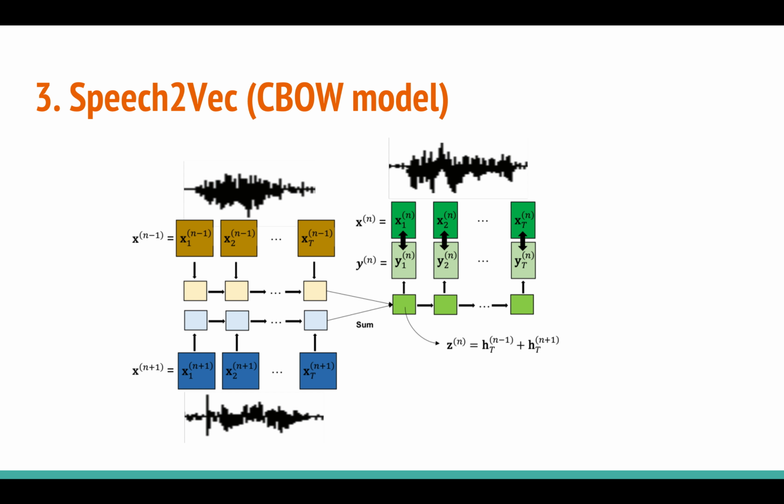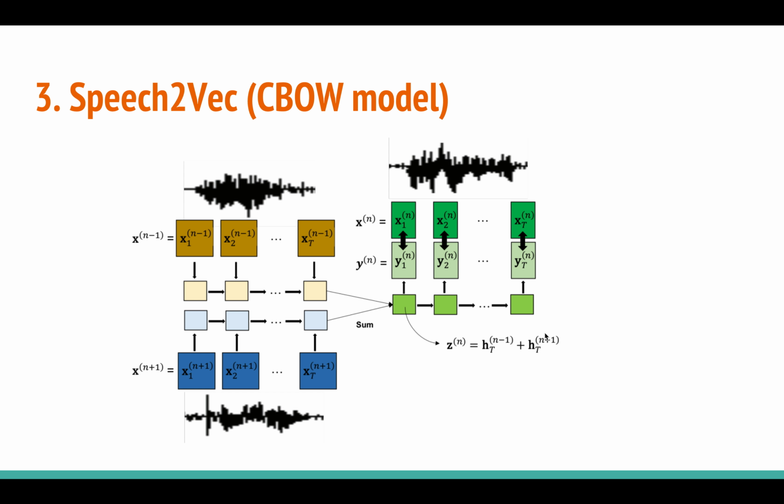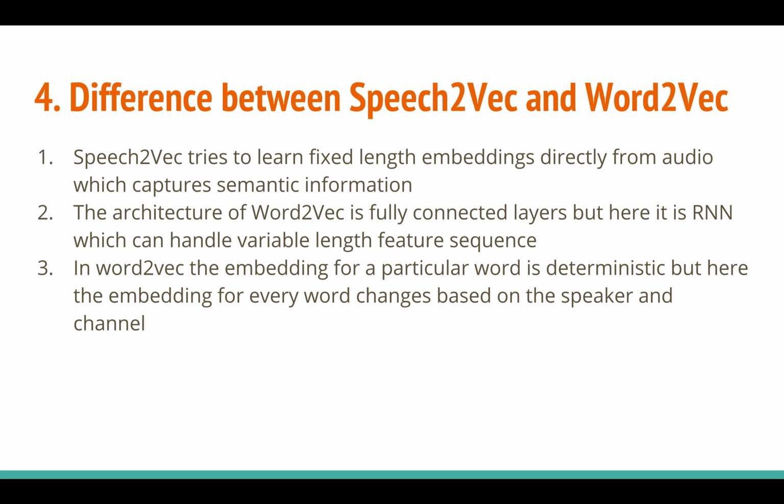Now we will see the performance of Speech2Vec using skipgram and Speech2Vec using the CBOW model later. But first we will see what the differences are between the Speech2Vec model and the Word2Vec model. So in Speech2Vec, as we know, we try to generate fixed length embedding vectors directly from audio, which will capture the semantic information, just like in Word2Vec.